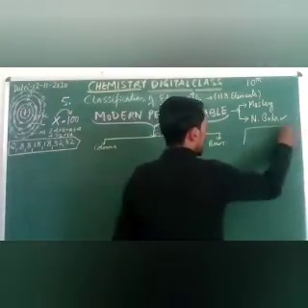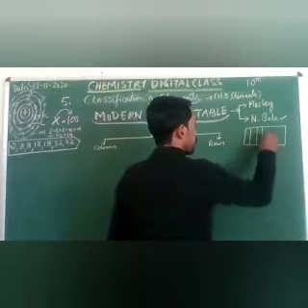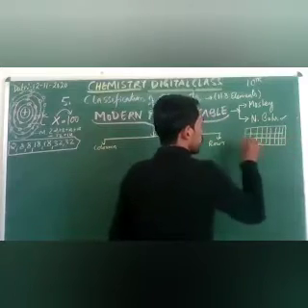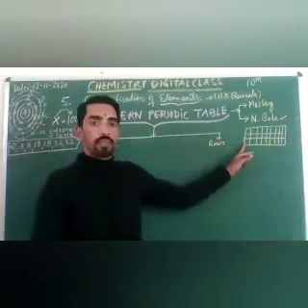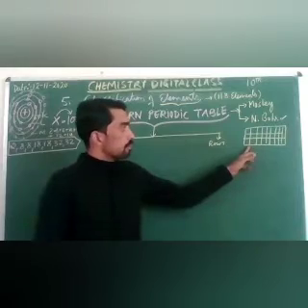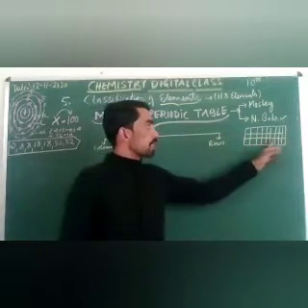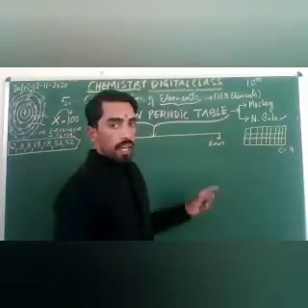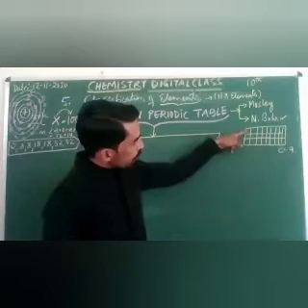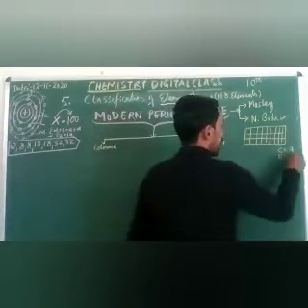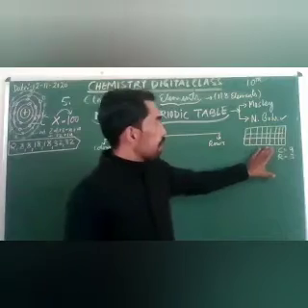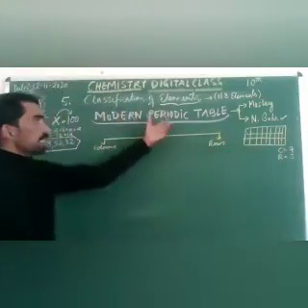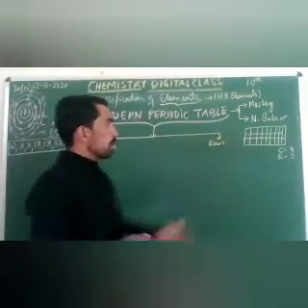I am making a general table here. 1, 2, 3, 4, 5, 6, 7, 8. How many columns are in this table? 1, 2, 3, 4, 5, 6, 7, 8, 9. 9 columns. How many rows are there? 3 rows. So this is the information of a simple table, am I right? The periodic table has some number of columns and rows.